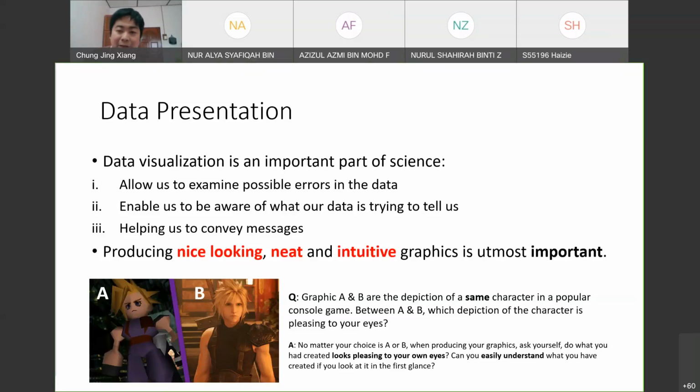When you plot your figure, ask yourself, is your figure looking nice? Do you feel your figure looks nice? And can you easily understand what you have created at first glance? If you just look at the figure you plotted, ask yourself, can you understand what you have plotted? All right. So these are the few tips that you have to remember when creating a nice looking figure. All right. So let's go to the next one.